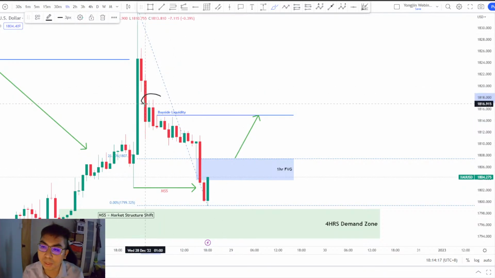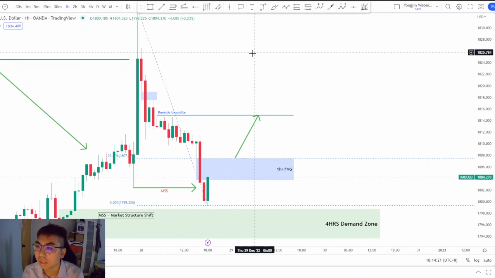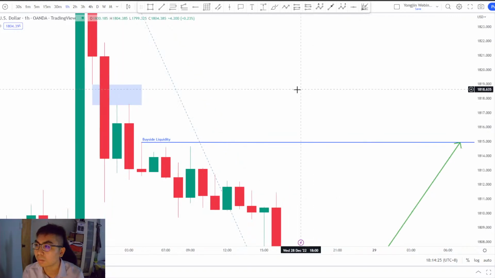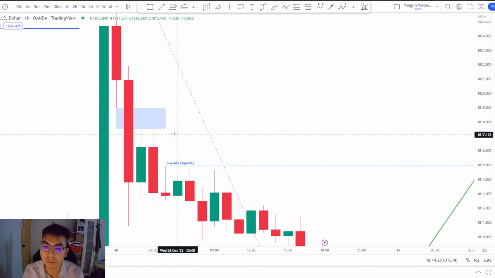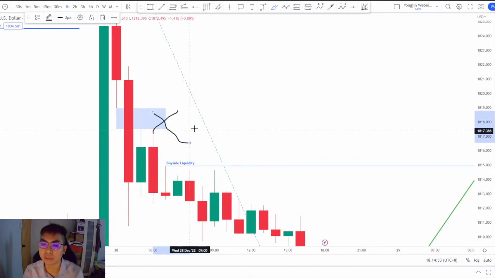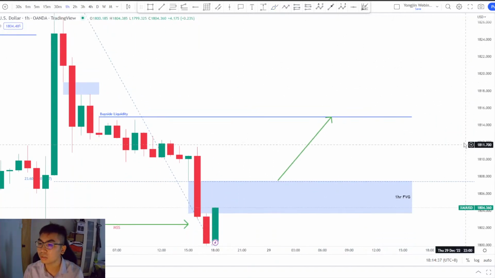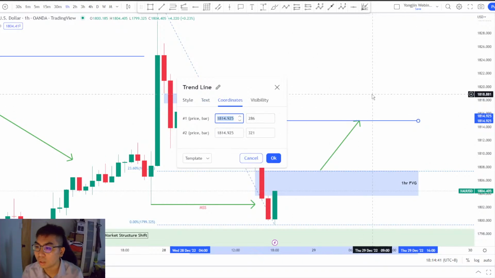Why am I not aiming for this area? Because price already came out to clear that. So I zoom in very, very carefully. Price already went up, tapped right into the fair value gap before pushing towards the downside. So this is not an area I'll be looking at already. So that would be my take profit target on gold. That would be the 1815 area.